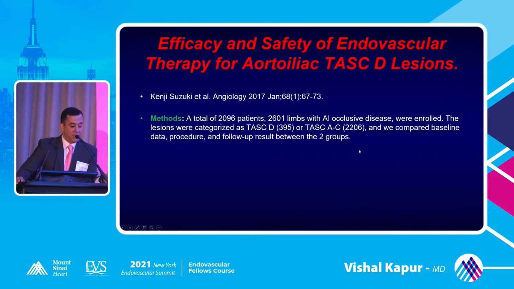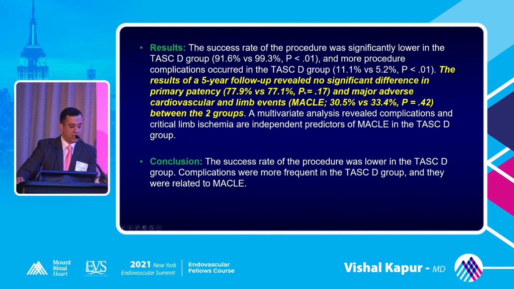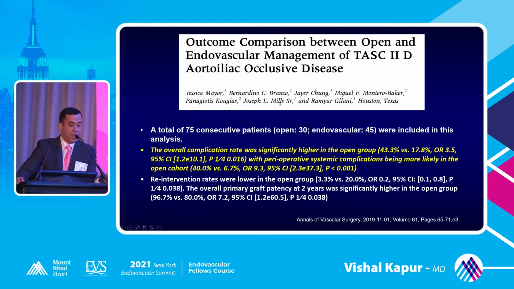Talking about TASC D lesions, there was a very good paper published by Dr. Suzuki in 2017, which had a total of 2,096 patients with aorto-occlusive disease, TASC D versus A and C. They compared the baseline data, procedures, and follow-up, and found that at 5 years there was no significant difference in primary patency between the two groups. The major adverse events were also similar between the two groups. But the success of the procedure, like I said, is based on the complexity, and that's why it was lower in the TASC D group as compared to the TASC A and B classification.